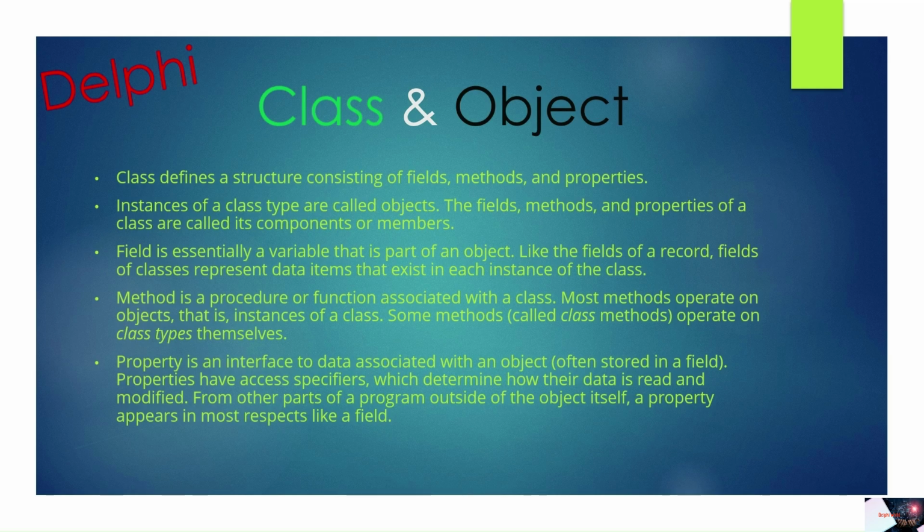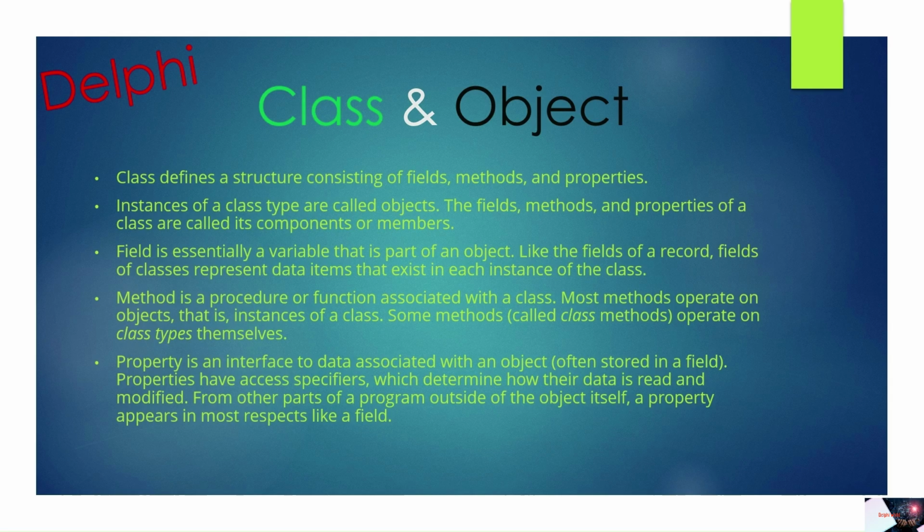A class defines a structure consisting of fields, methods, and properties. Instances of the class are called objects. The fields, methods, and properties of a class are called its components or members. A field is essentially a variable that is part of the object.